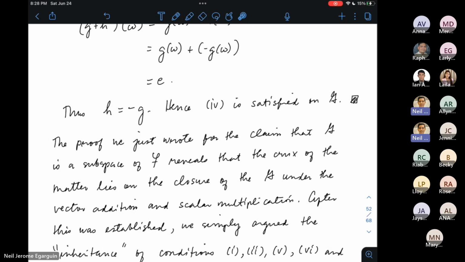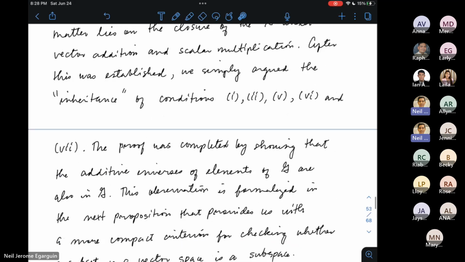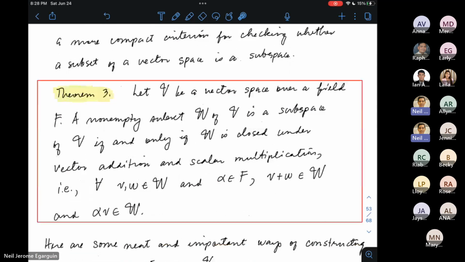All right, maybe the last thing I want to do today is show you the compact criterion, which is theorem number 3. Naghihingalo na rin kasi yung battery nung pencil ko, ano.